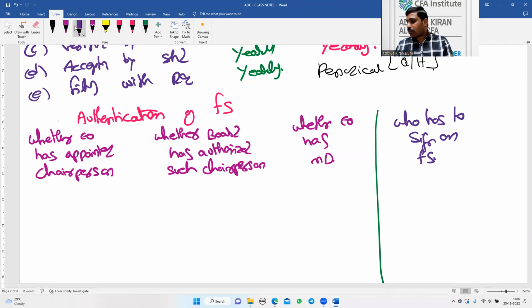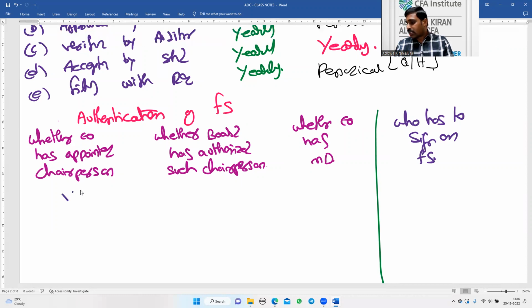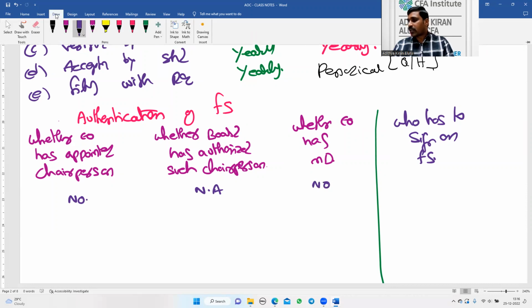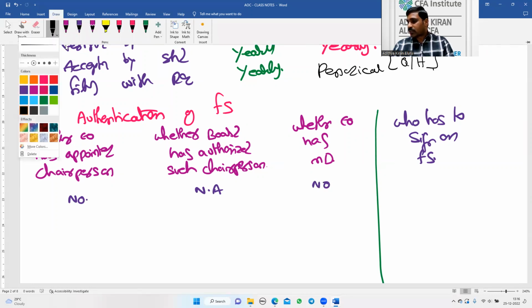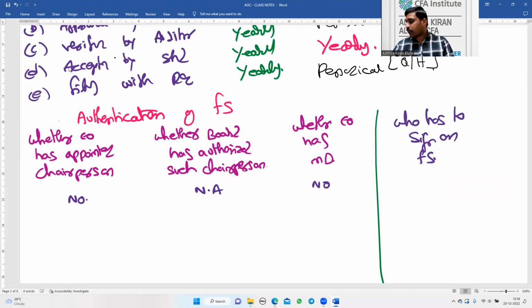Whether the company has appointed a chairperson? First we'll write no. If the company has not appointed a chairperson, there is no question of giving authorization or not giving authorization, so not applicable. Whether the company has appointed a managing director? No. Assume the company did not appoint a managing director. Then who has to sign? Any two directors can sign.